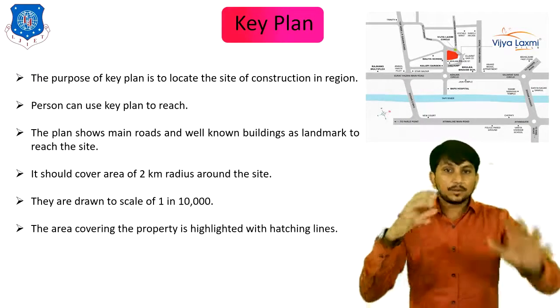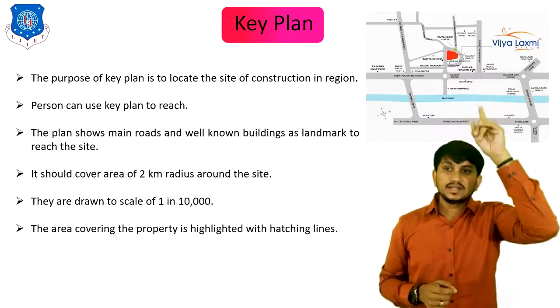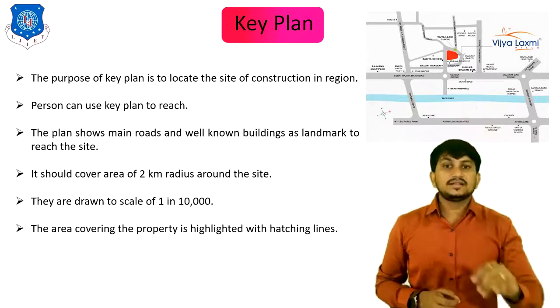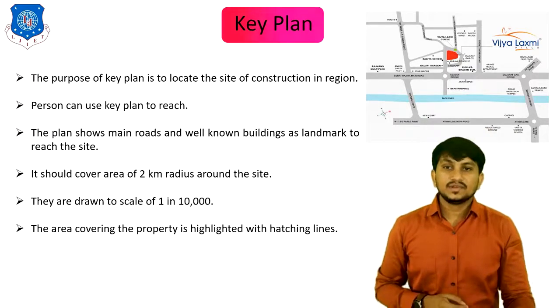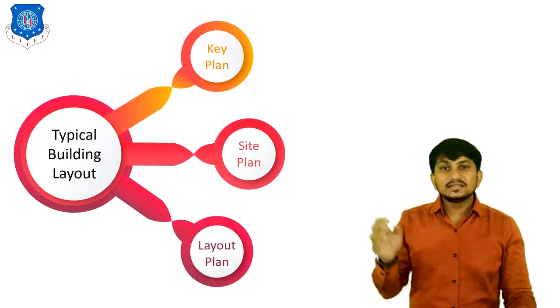The area covering the property is highlighted with hatching line or some different color. Here in red color, the actual site is highlighted. This is called as key plan. Now let's understand the site plan.